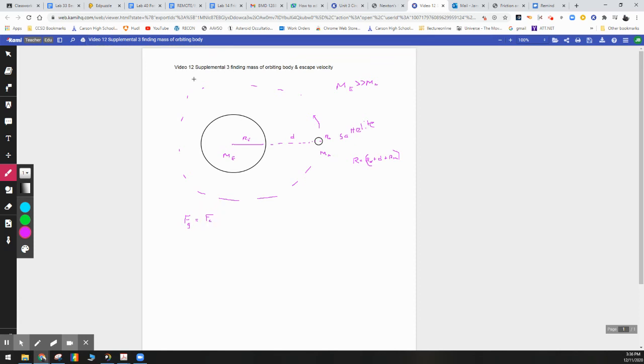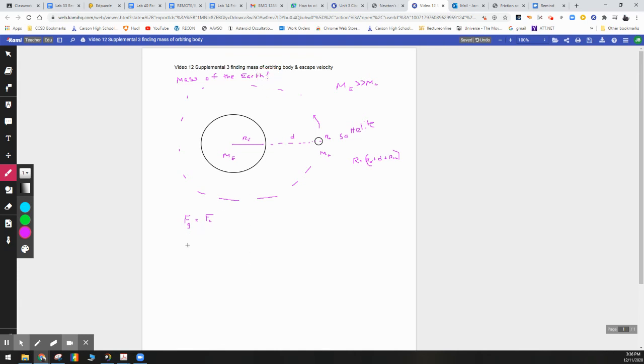So the question is, what's the mass of the Earth? How do we know what the mass of the Earth is? Because there's not a big scale in outer space. How do we know the mass of the Earth?